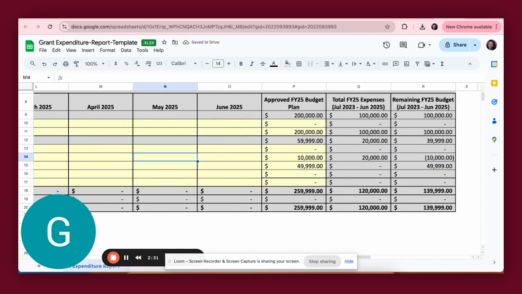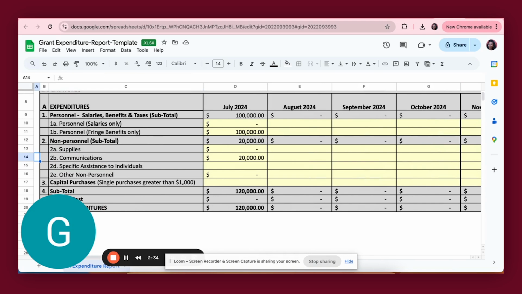And so again, this is just about being able to see a bird's eye view of what's happening with your individual grants, so that you can make sure that whatever decisions you're making in regards to spending, you're making them from a place of data.